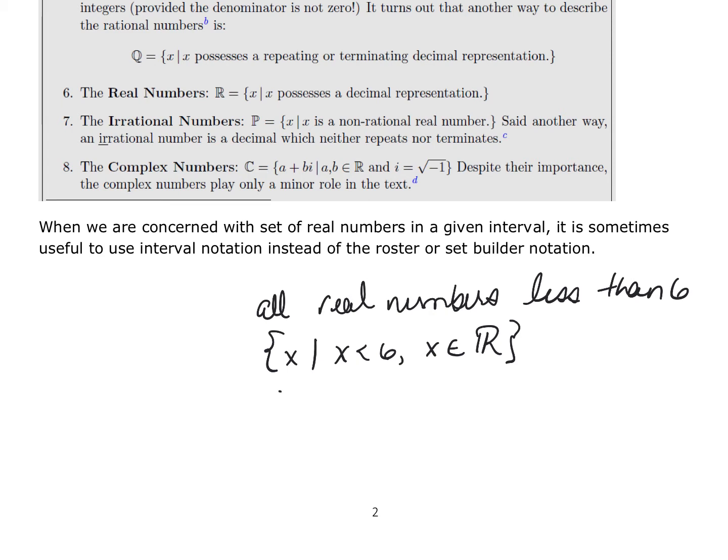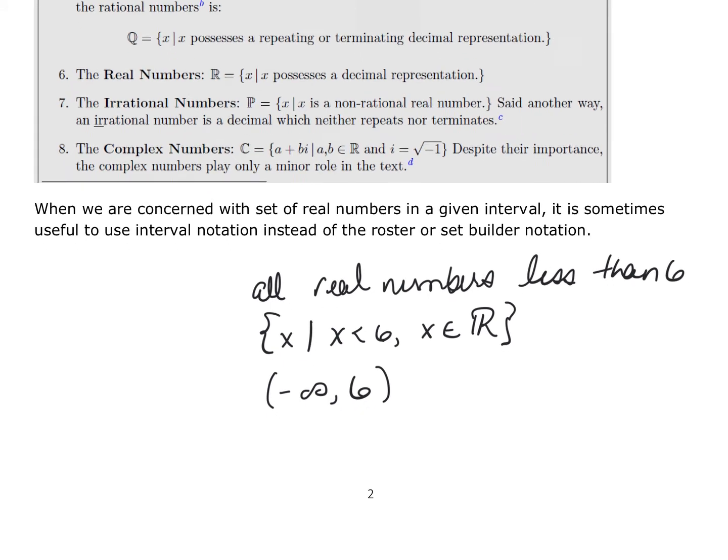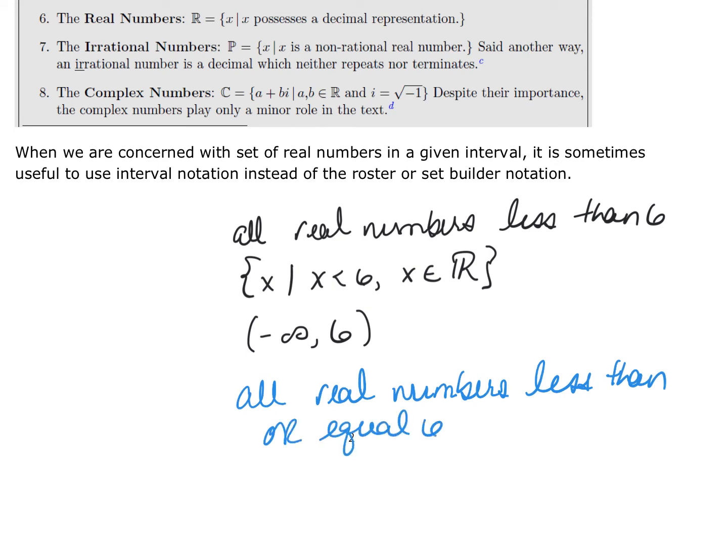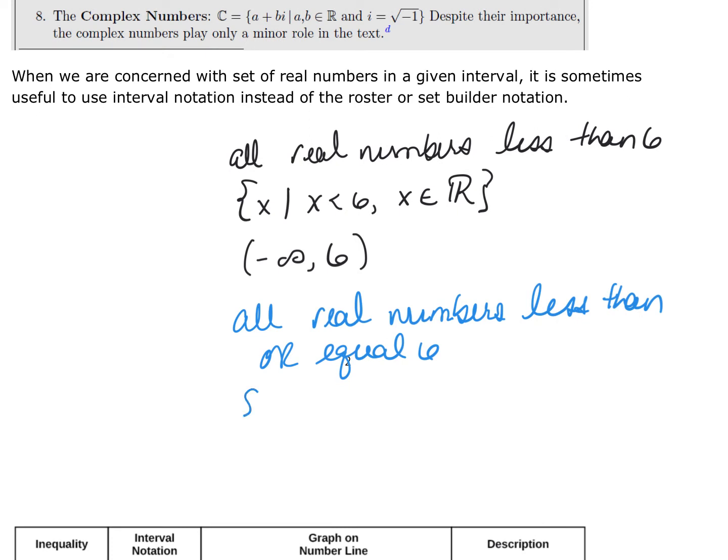In interval notation, I would use a parenthesis for negative infinity, and I would use a 6, and I would use a parenthesis because I don't get to include 6. Now, what would happen if I said all real numbers less than or equal to 6? Then it would look something like this. It would be the curly bracket x such that x is less than or equal to 6. x belongs to the real numbers.